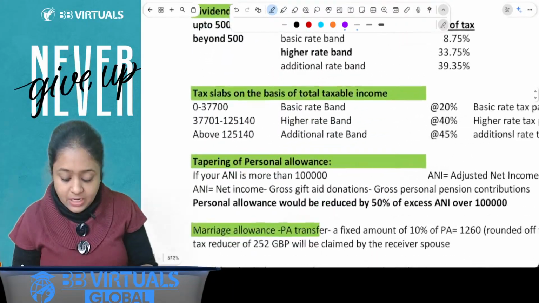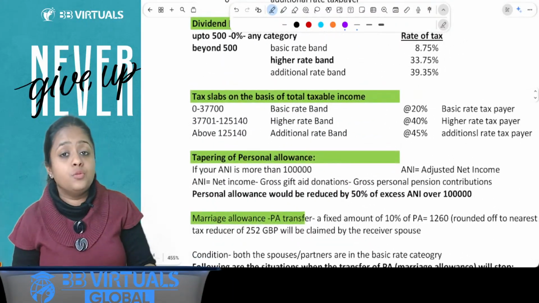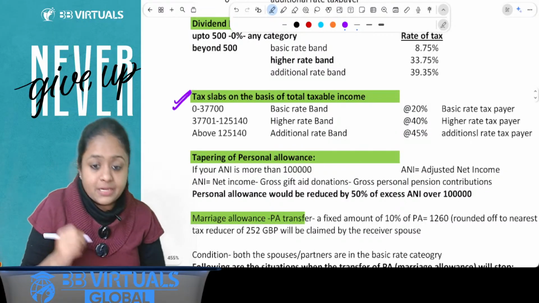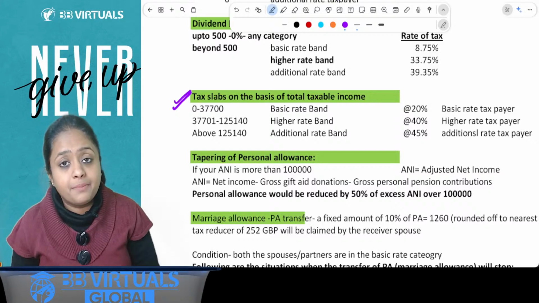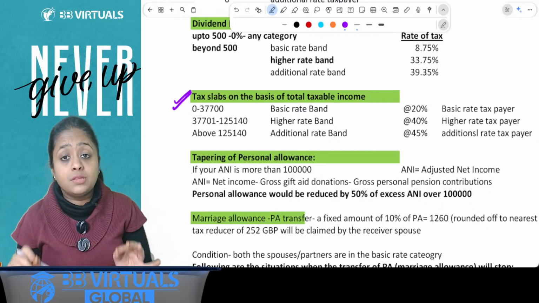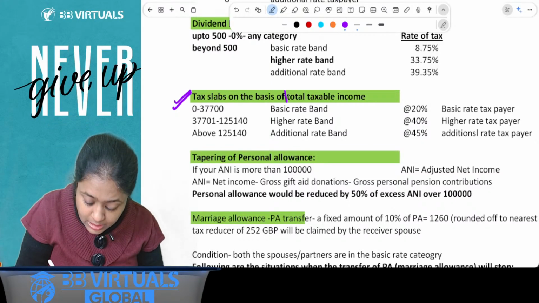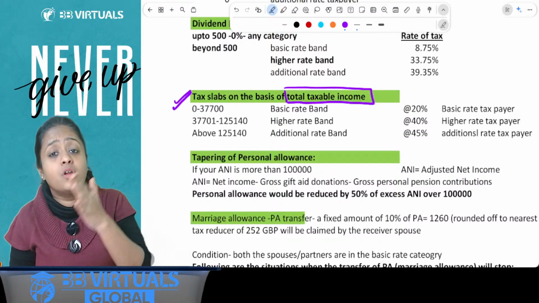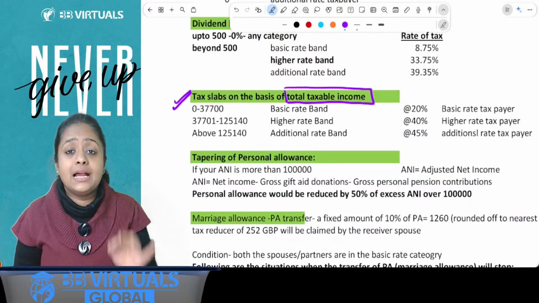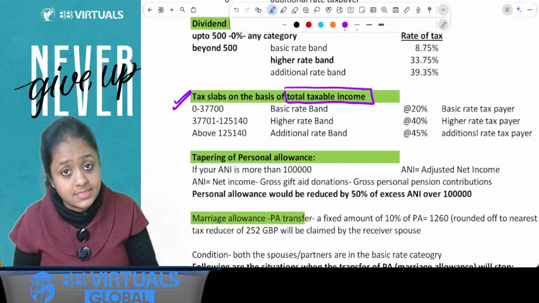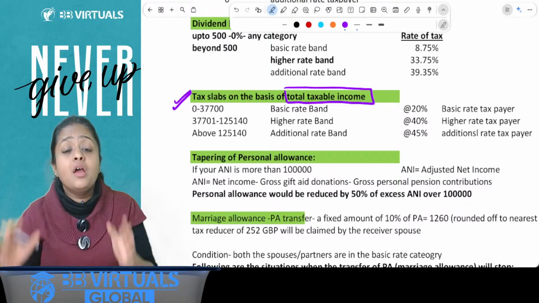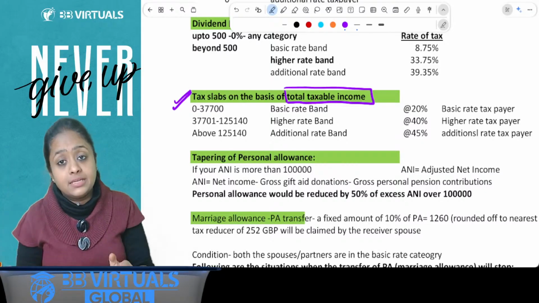The first thing that I will make you understand, and that is again going to be given to you in your tax rates and allowances chart, is your slab rates. What are the slab rates that are applicable on the basis of total taxable income? These slab rates are not applicable individually for NSI or SI or DI, though we calculate taxes individually for these column heads, but the slab rates will be dependent upon your total taxable income.